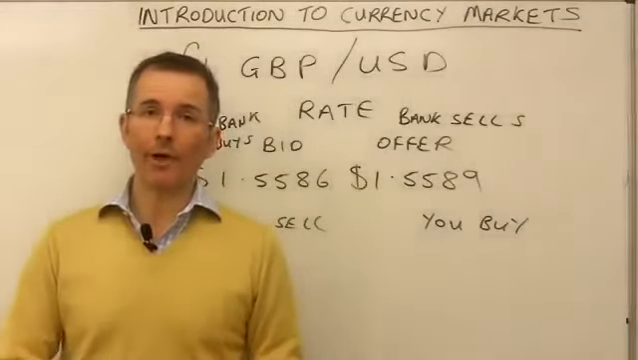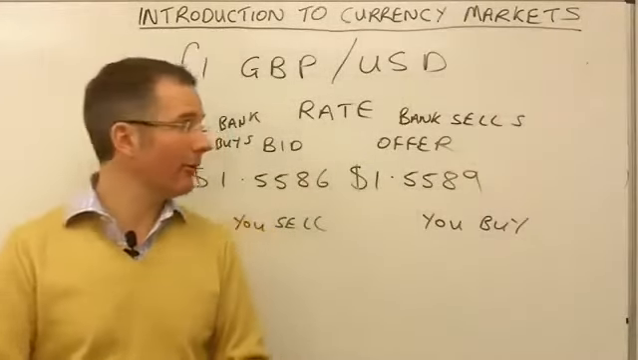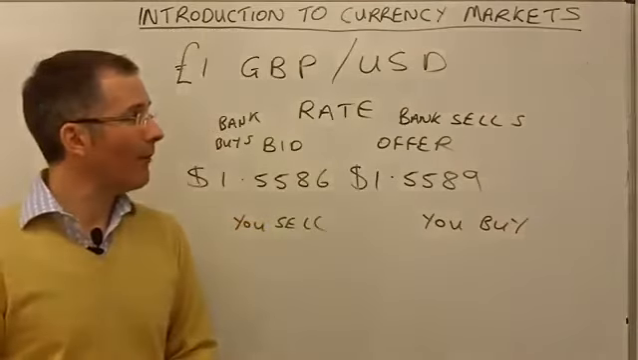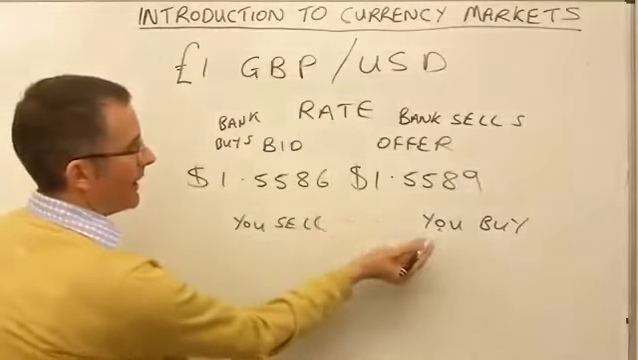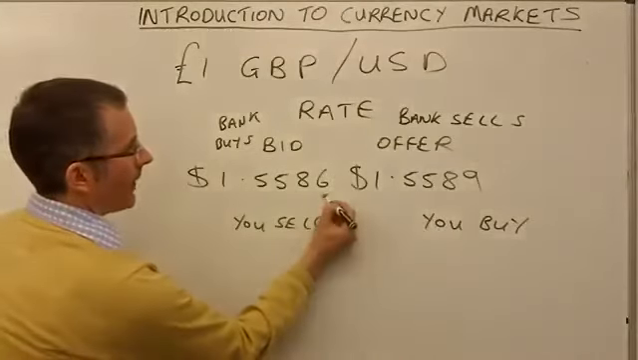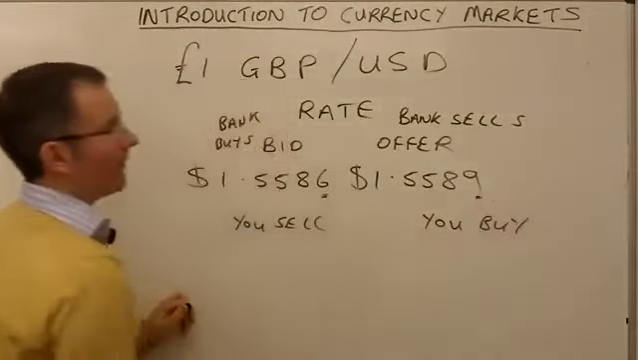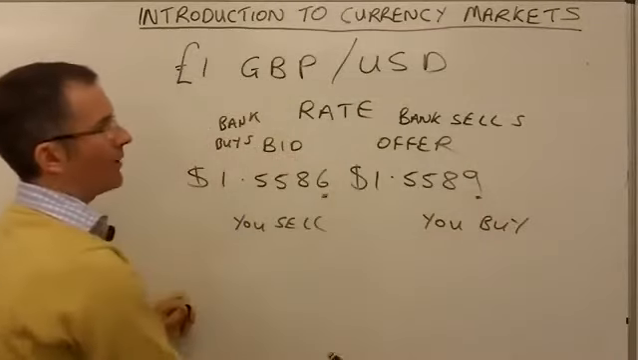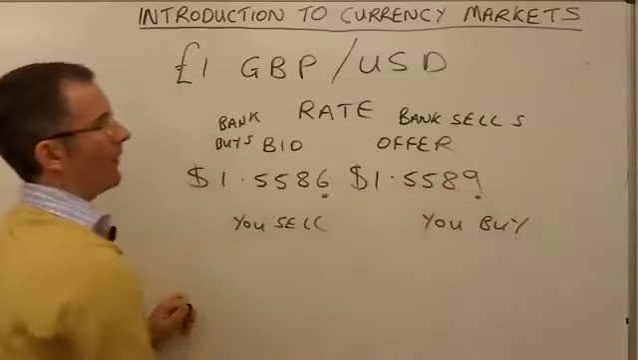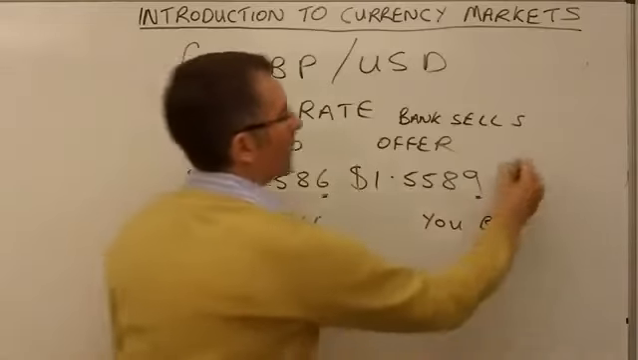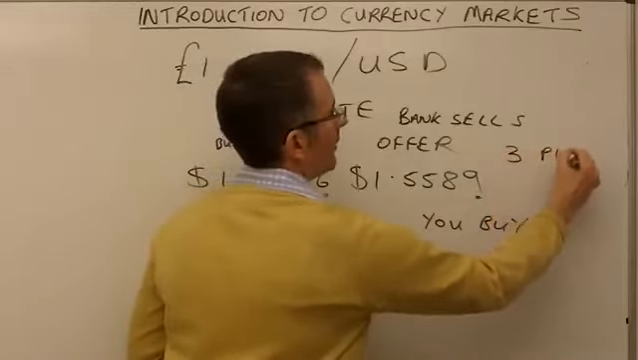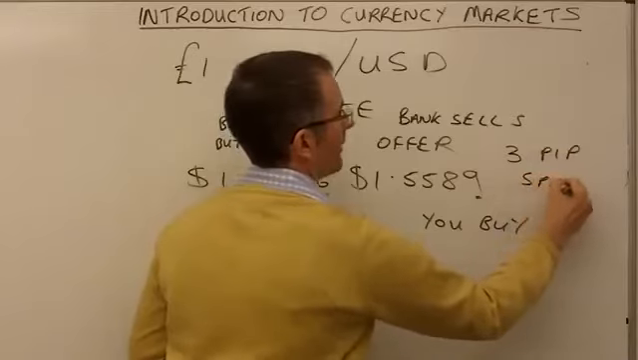The beautiful thing about liquid currencies, major currencies, is the spread is pretty narrow. And here's another bit of jargon. The spread here is 3 something. So 86 plays 89. That's a very small proportion of $1, 0.0001 if you like, of a dollar. So that would be known, just a bit of jargon, as a 3 pip spread.